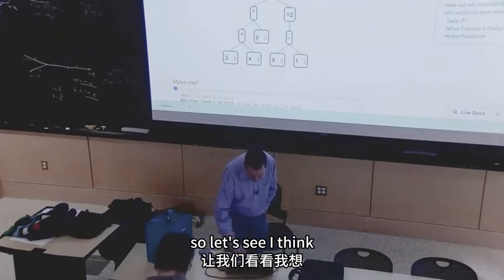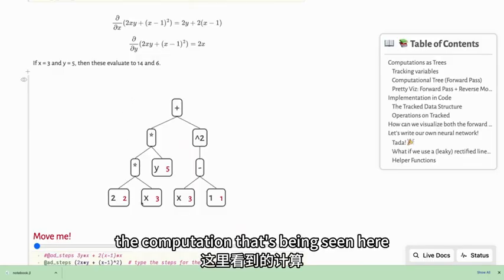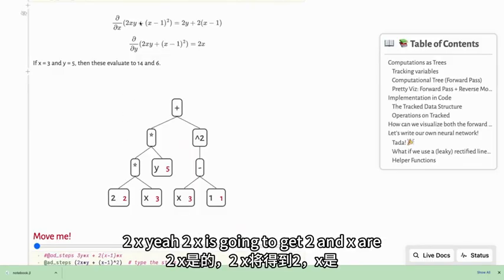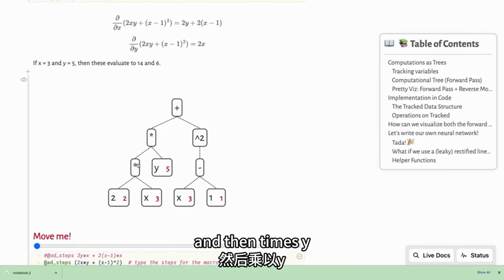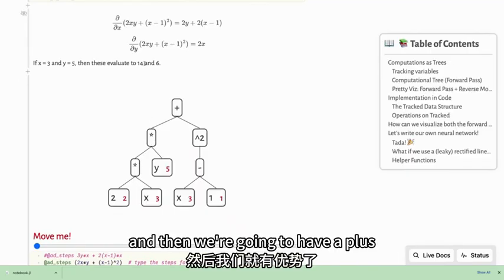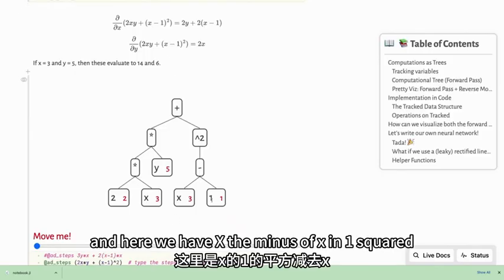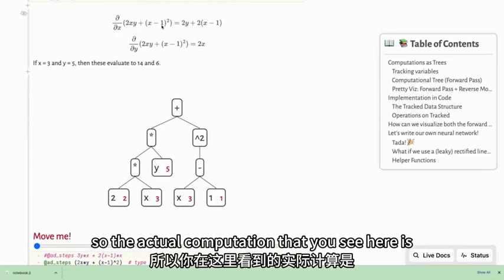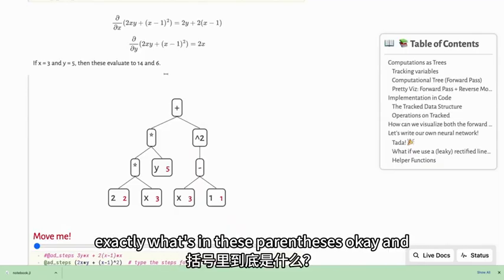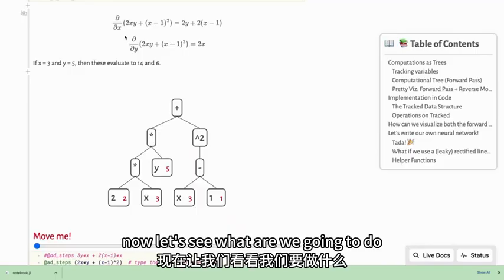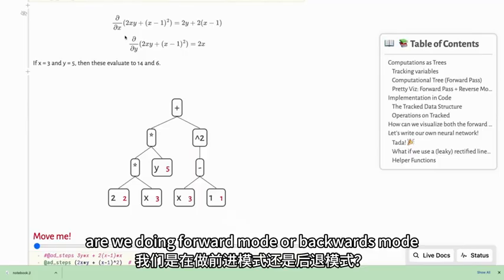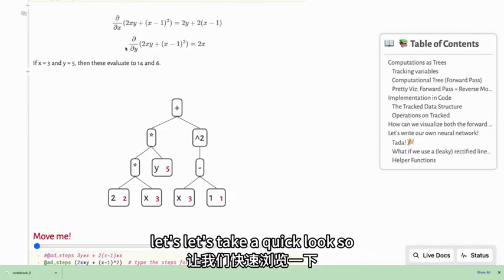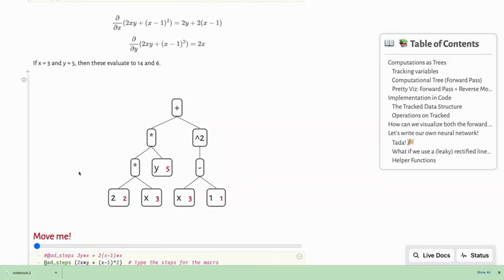So let's see. I think the computation that's being seen here is this up right here. 2x. Yeah, 2 and x are going to get multiplied, the black numbers, and then times y, and then we're going to have a plus, and here we have the minus of x and 1 squared. So the actual computation that you see here is exactly what's in these parentheses. Now let's see, what are we going to do? Are we doing forward mode or backwards mode? Let's take a quick look. Let me just see how this works.